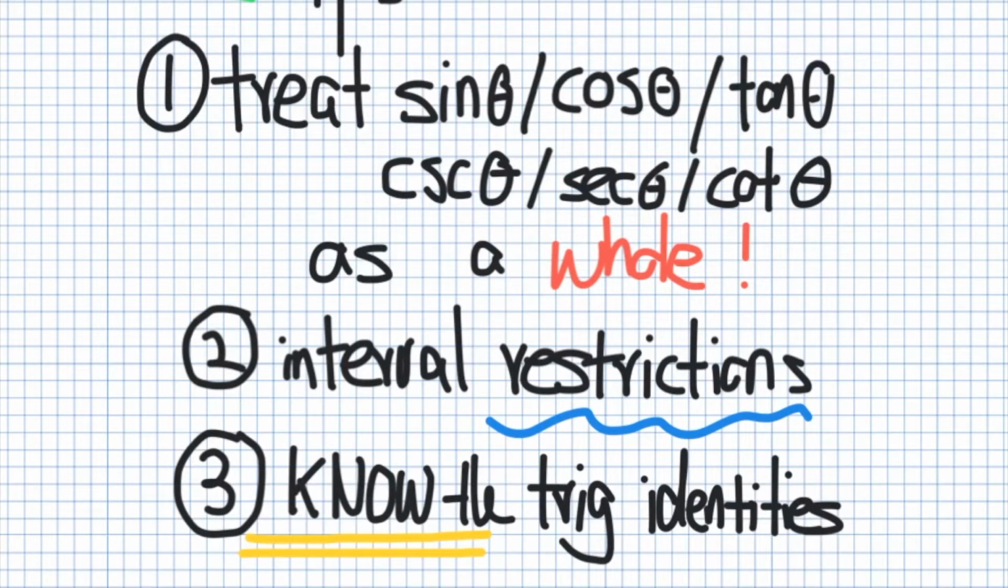So when solving trig equations, here are some tips I have for you guys. The first tip is to always treat the trig function as a whole. For example, when it's sine theta, don't say it's sine times theta or sine plus theta. It's just simply sine theta. The second tip is to always be aware of the interval restriction if there is any, because you might have to eliminate some of the answers if they're not on the right interval.